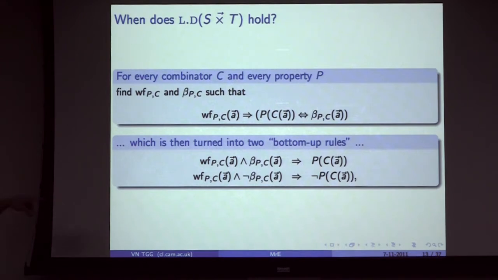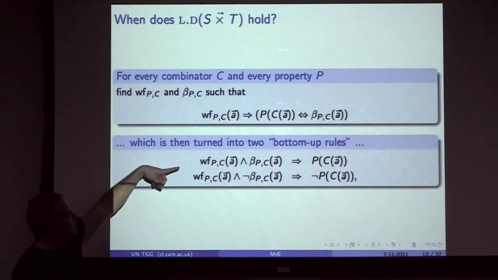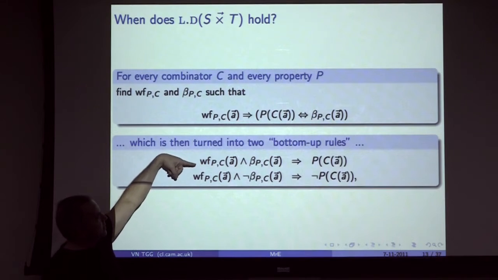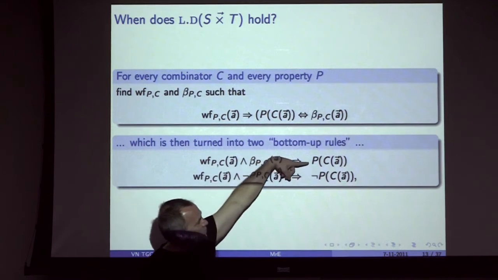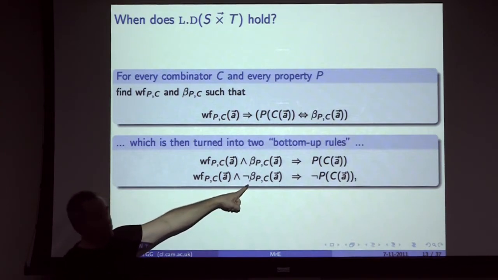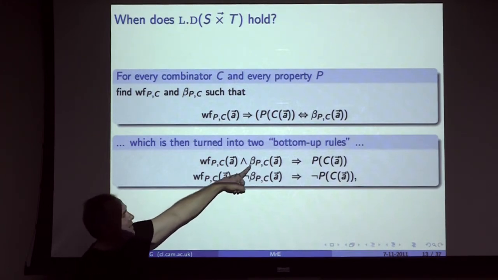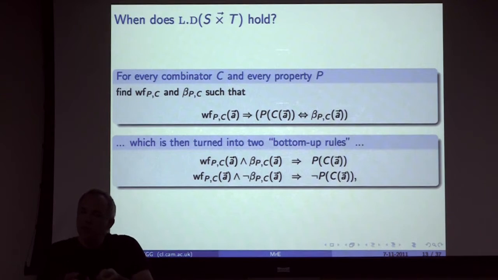Okay, then what we do is we turn that if and only if rule into two bottom-up rules. That's what we call them, bottom-up rules. So in other words, if I get well-formedness and beta is true, then P is true of the construction. How do I know if not P is true? Well, I look for not beta on the arguments. And remember, by induction, I'm constructing this language. By the way, beta here is a Boolean combination of my properties in P.